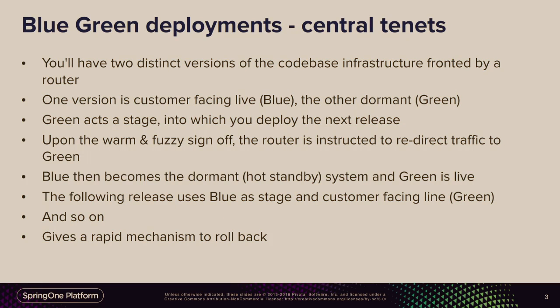So blue-green deployments, the central tenets: you'll have two distinct versions of your code-based infrastructure, fronted by a router. One version is customer-facing and live, we'll call that blue, and the other is dormant, and we'll call that green. Green acts as your stage into which you deploy your next release. Once you're happy with it and have your sign-offs, you instruct the router to redirect the traffic over to green. Blue becomes your dormant standby system, and green is now live. For your following release, you can use blue as your stage, and you can toggle back and forth and so on. It's handy, it gives you a nice rapid mechanism to roll back.